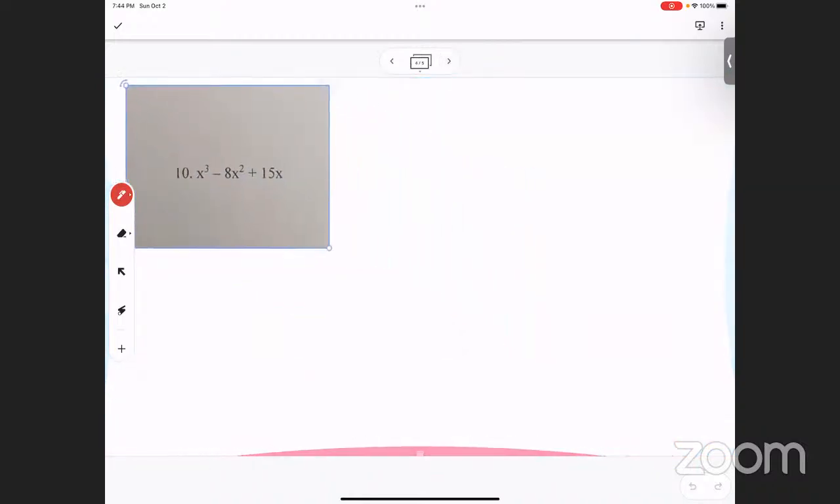All right. How about this one? I'm on page 4. What do I do first? You are going to take out an x. Okay. So what would I have left? You would have x cubed minus 8x squared plus 15.